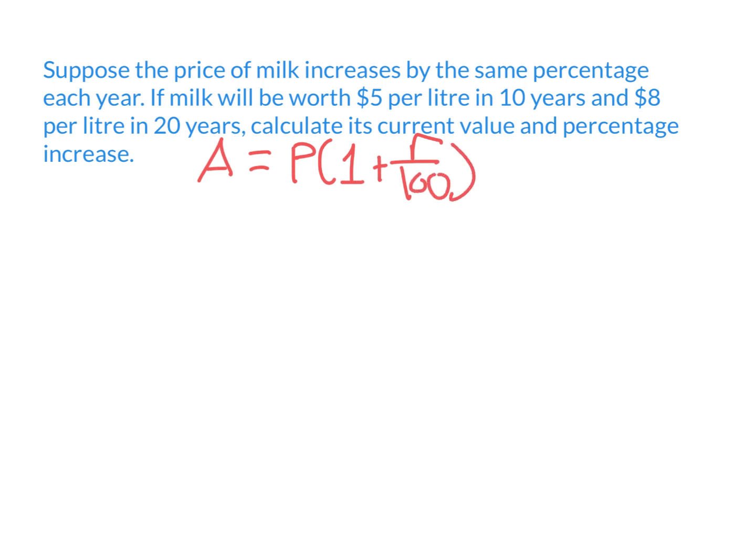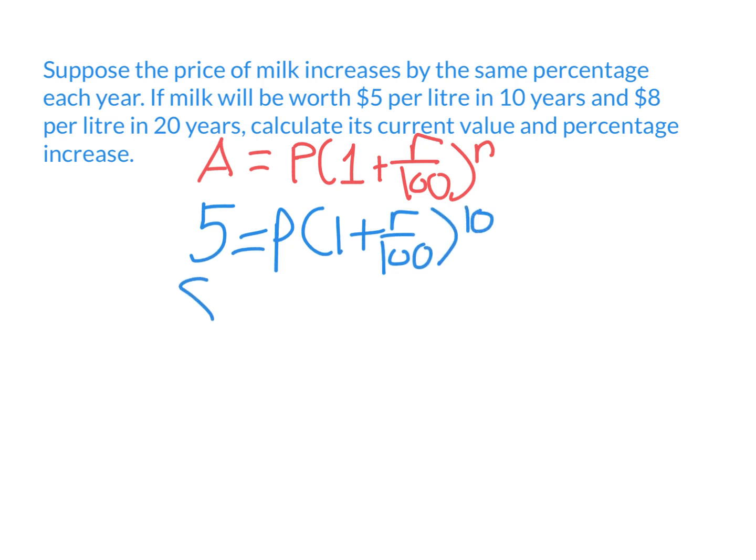Now, the first bit of information says it's worth $5 per litre in 10 years. That means when n equals 10, A equals 5. So let's substitute in those values to get one of the equations. And as you can probably predict, we can substitute A as 8 when n is equal to 20. So here we have two equations.